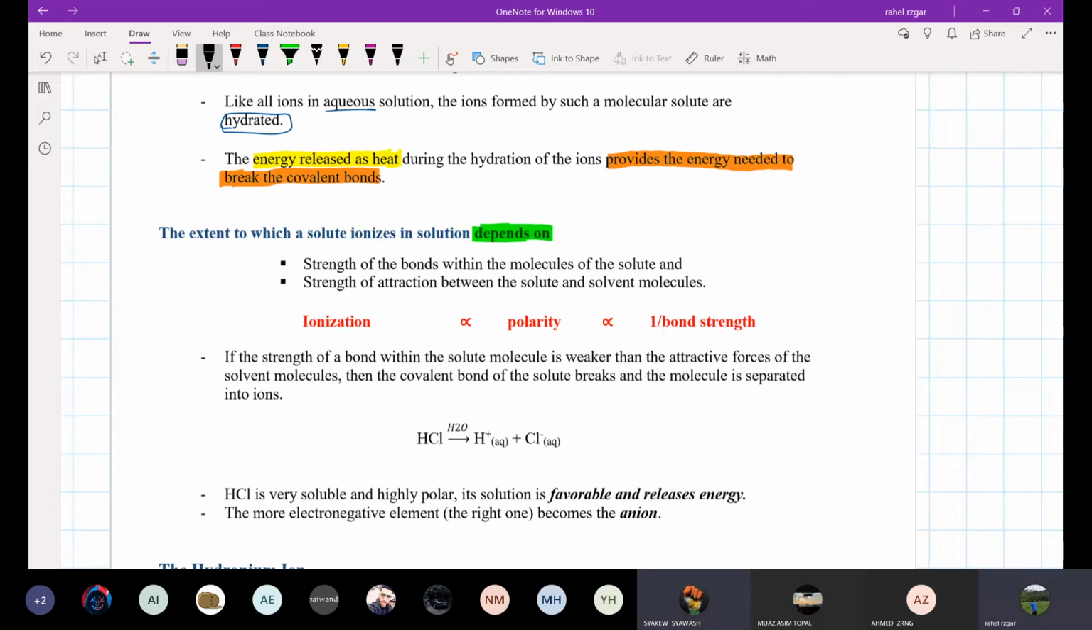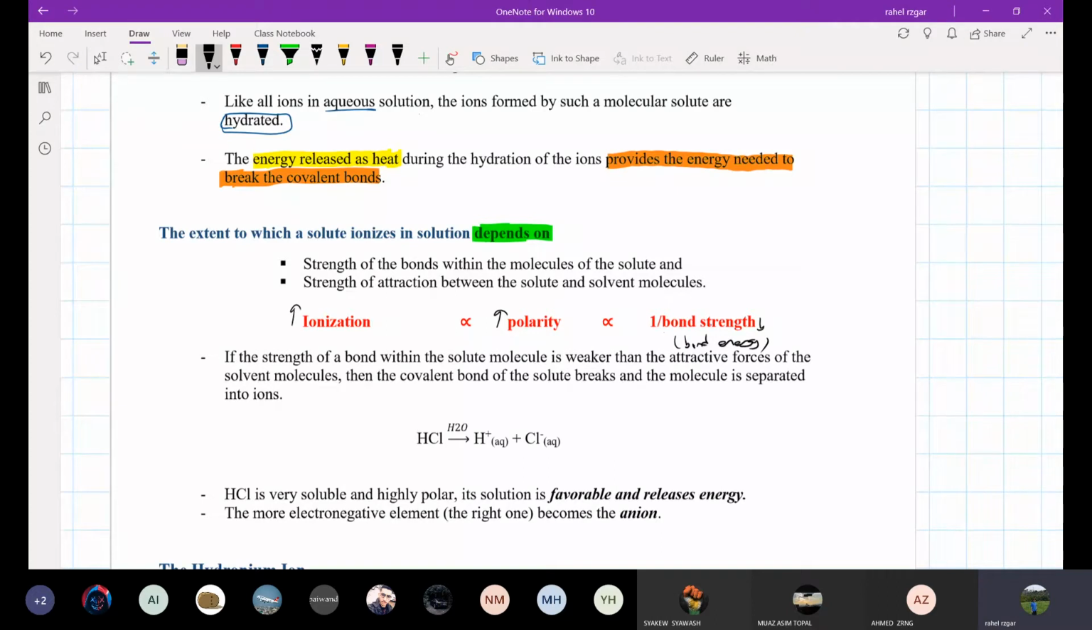So if something has a high polarity, it means that this thing can ionize very well. But in order to have a high polarity, the bond strength must be low. There is another name for bond strength. We can also call it bond energy. Why bond energy? Because it is the energy needed to break the bond.